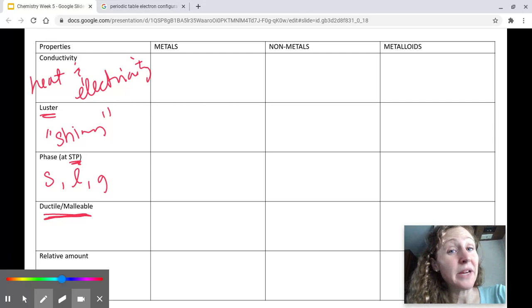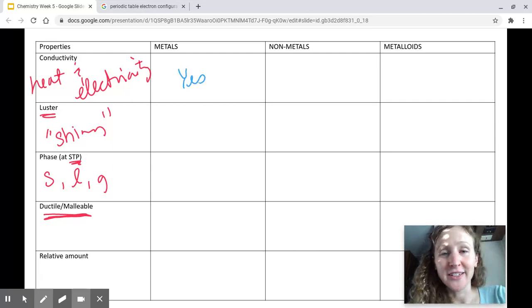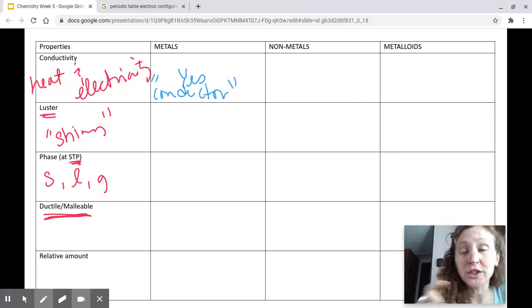I like to start with the metal family because metals, yes, they are conductive. Metals conduct heat really well. Metals conduct electricity very well. Usually, if you're looking for a conductor, you are looking for a metal.